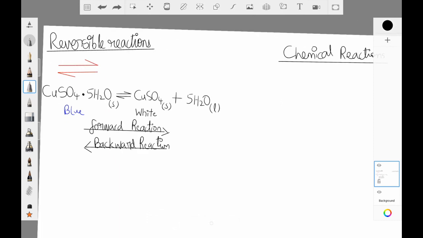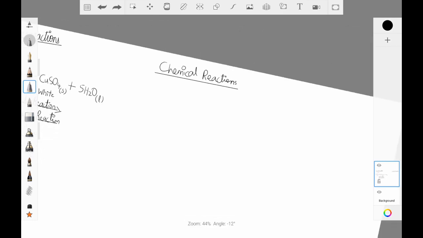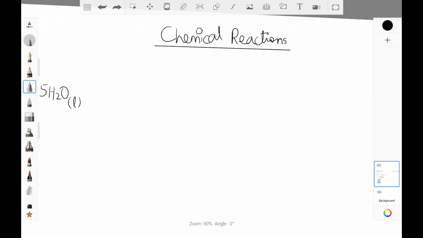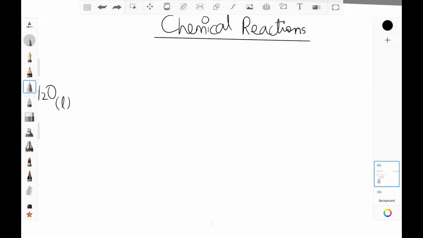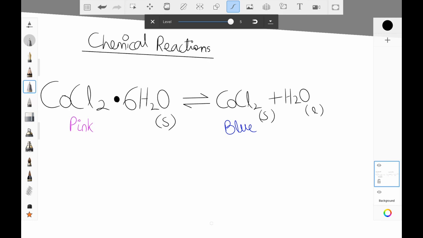Now there's another reversible reaction that involves cobalt chloride that you can also use to test for water, and it's also a reversible reaction. So let me just write that down. Right, so this is the second reversible reaction that can be used to test for water. So over here I have hydrated cobalt chloride, which is pink in color, and upon heating it becomes anhydrous cobalt chloride, which is blue in color, and water.